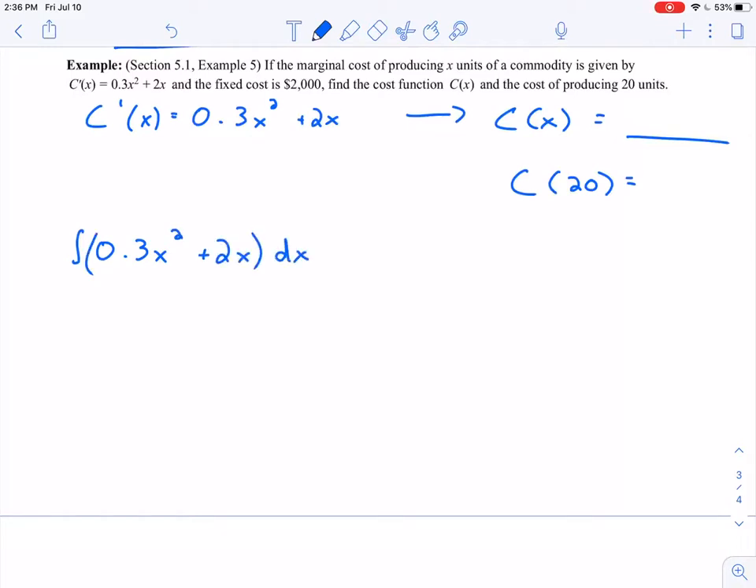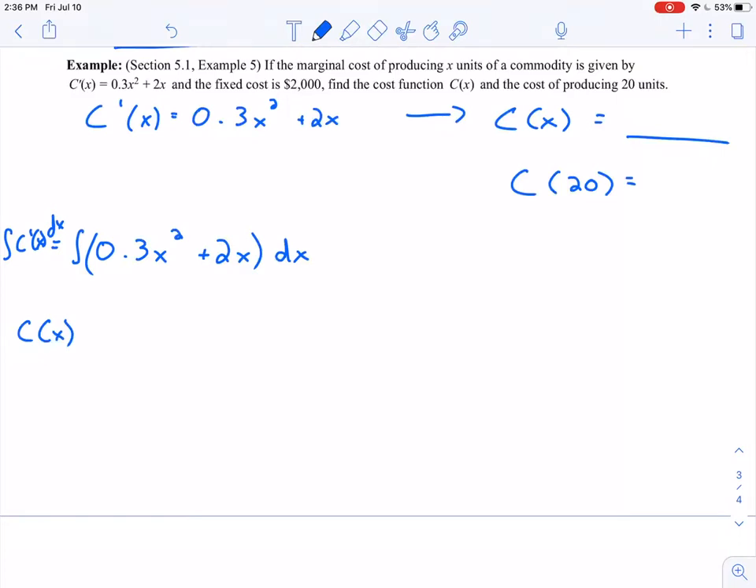If you want to, on the other side, you can say, well, we're integrating c prime of x dx. And when I integrate that, I'm going to come up with a c of x. And I think that might be helpful just in remembering what we're dealing with, or if we're dealing with the derivative or the antiderivative or the function.